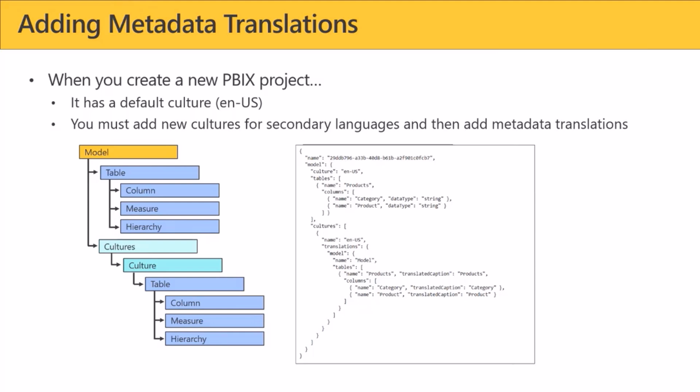reports. So one of the things that TOM allows you to do is to add metadata translations. When you create a new project, it has one default language and locale, what we call a culture, something like en-US. And so what you need to do to add multi-language support is to add secondary languages, and to add metadata translations.